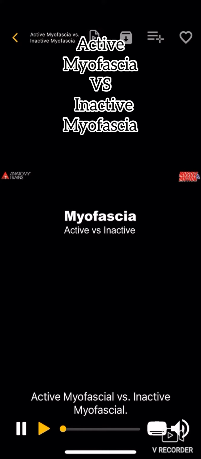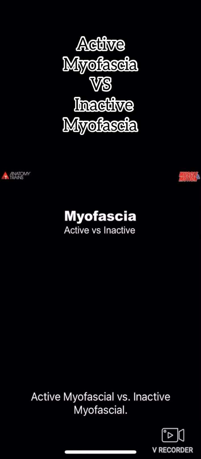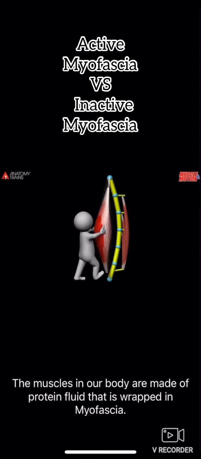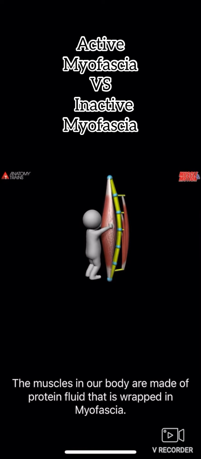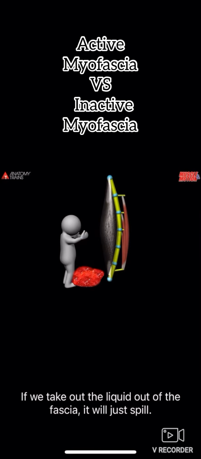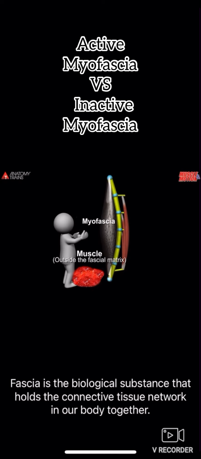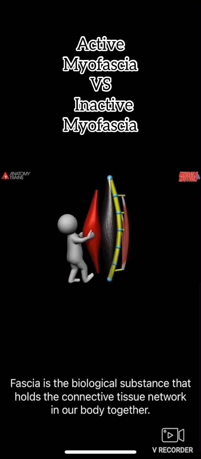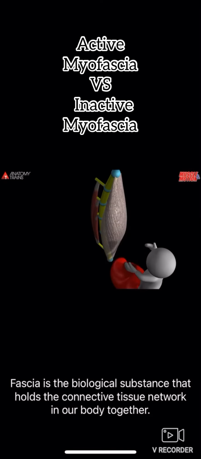Active myofascia versus inactive myofascia. The muscles in our body are made of protein fluid that is wrapped in myofascia. If we take the liquid out of the fascia, it will just spill. Fascia is the biological substance that holds the connective tissue network in our body together.